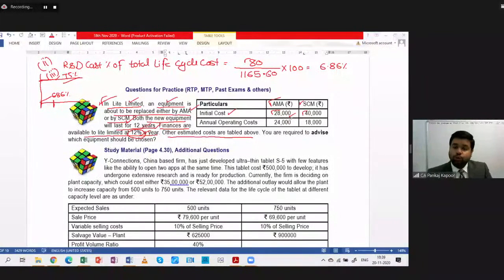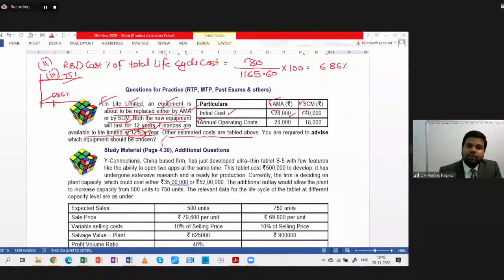But you people know, we are responsible for reducing the life cycle cost, not only the cost of purchase. Hence, we need to consider the cost going to be incurred over the life of the equipment. Hence, we need to consider this annual operating cost also. And this cost we are going to incur over the 12 years. And due to the diminishing utility of money, the value should be adjusted with the discount factor. And the discount rate given to us in the question is 12%.